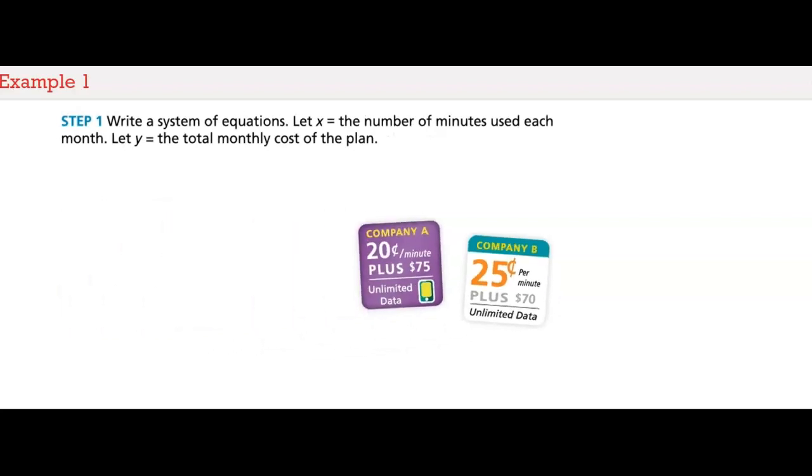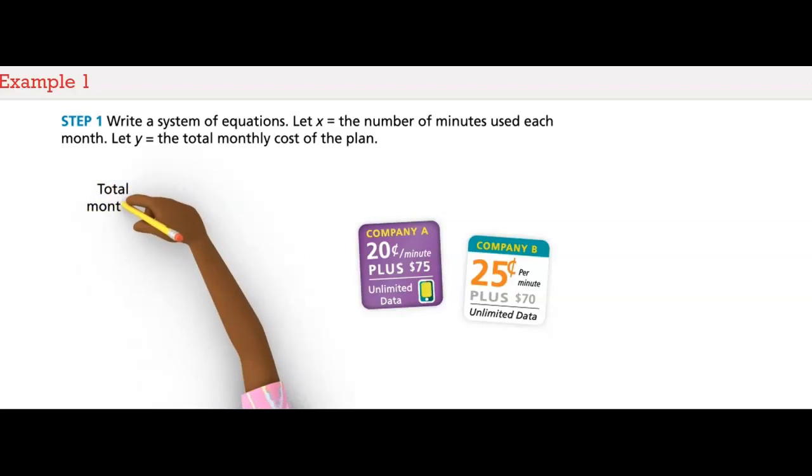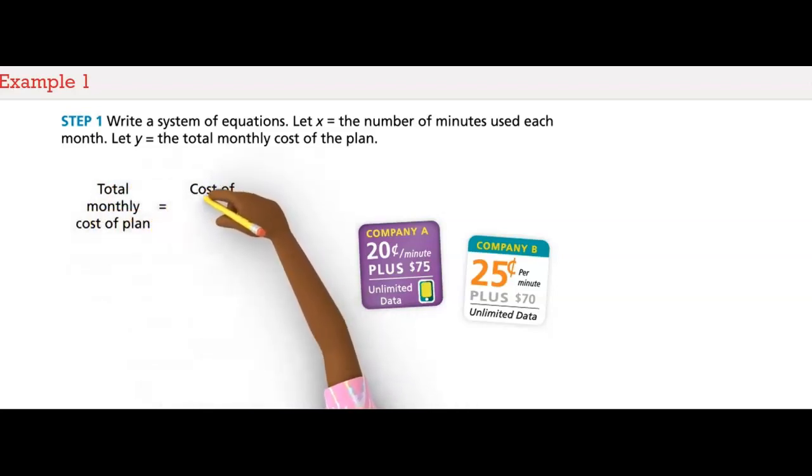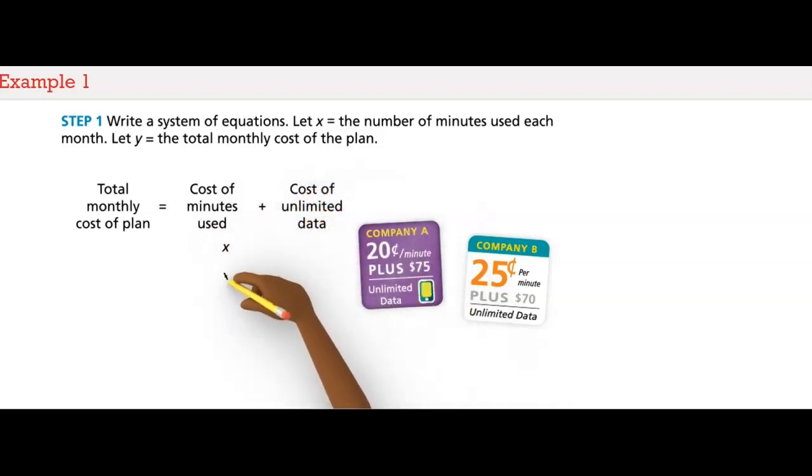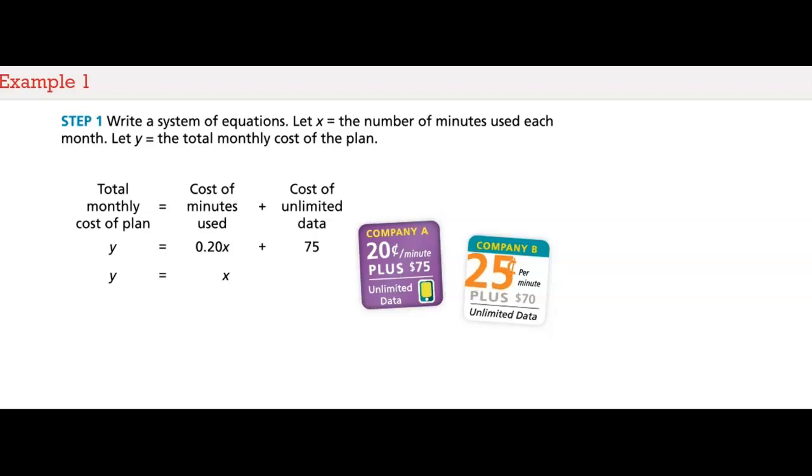Let's begin by writing a system of equations. Her total monthly cost of a plan is equal to the cost of the number of minutes she uses plus the cost for unlimited data. Let x equal the number of minutes used each month, and let y equal the total monthly cost of the plan. The equation for company A is y = 0.20x + 75. The equation for company B is y = 0.25x + 70. This is our system of equations.